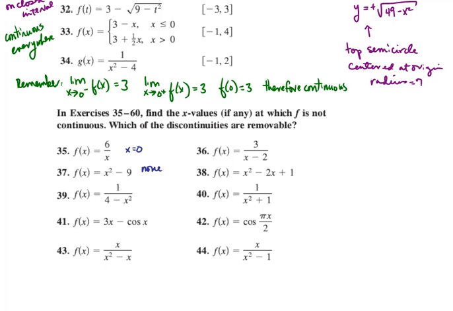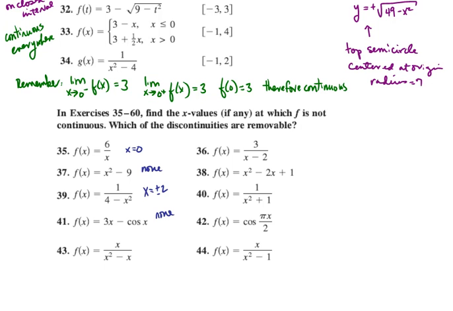In problem 39, we have 1 over 4 minus x squared, which would factor to plus or minus 2, x plus 2 times x minus 2. And so you'll have vertical asymptotes at positive and negative 2, and neither of those are removable. For 41, 3x minus cosine of x, both 3x and cosine x are continuous everywhere, so the difference of the two will also be continuous everywhere.